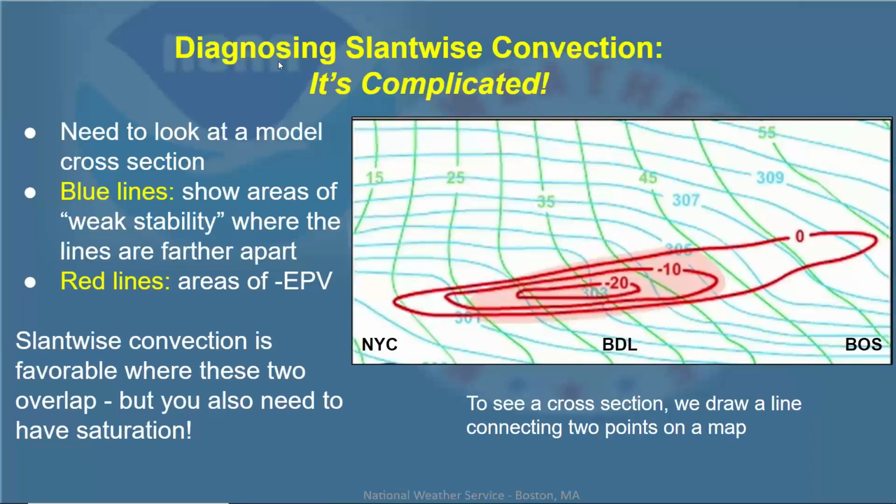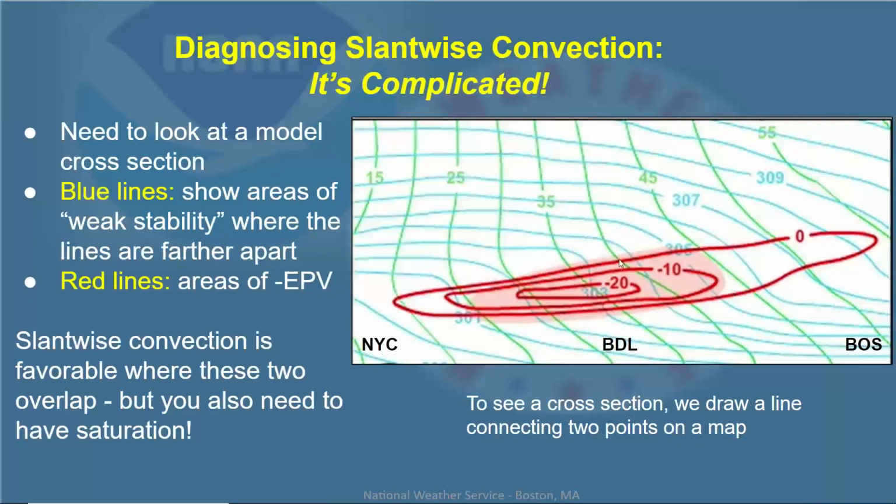So again here, it's kind of a similar diagram to what Joe showed previously, except this time around we actually put in the cities. So New York City, Hartford, Connecticut, and then Boston. You can see here that, again, the red line represents the area of negative EPV. Notice this area coincides with the blue lines.